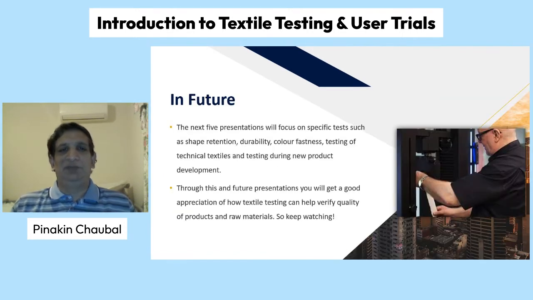In future, the next 5 presentations will focus on specific tests such as shape retention, durability, color fastness, testing of technical textiles, and testing during new product development. Through this and future presentations, you will get a good appreciation of how textile testing can help verify quality of products and raw materials. So keep watching.